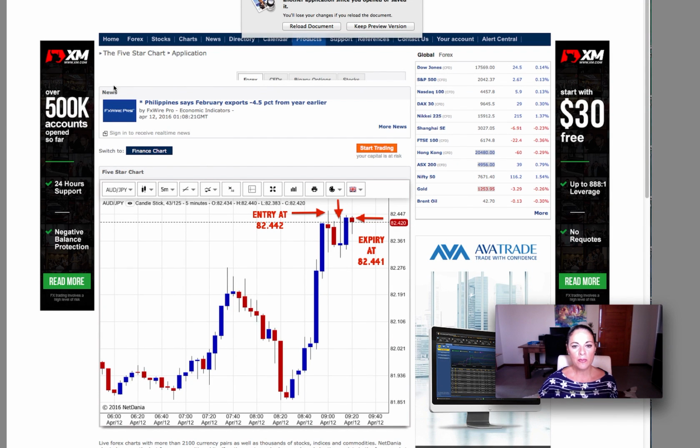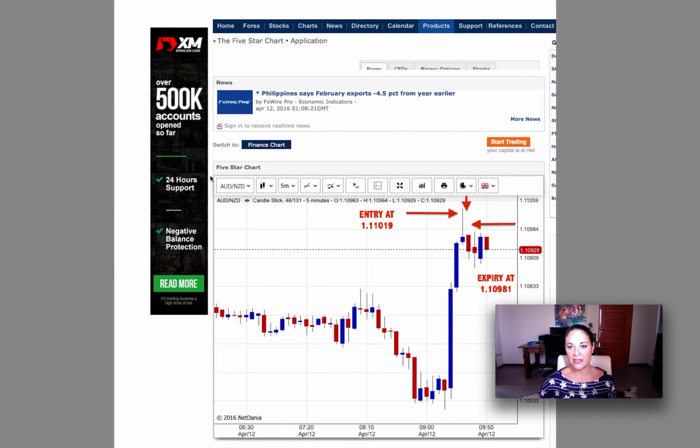The same for the Australian Japanese yen. This was really a touch and go because the price almost didn't make it, but we were still 1 pip in our favor, and we entered at 82.442 and exited at 82.441.